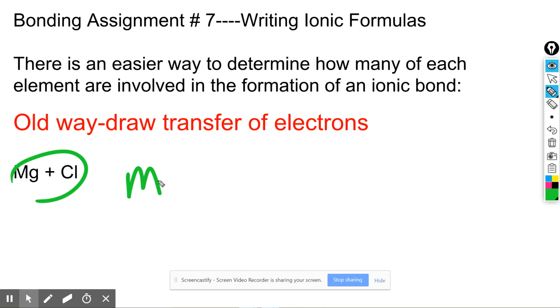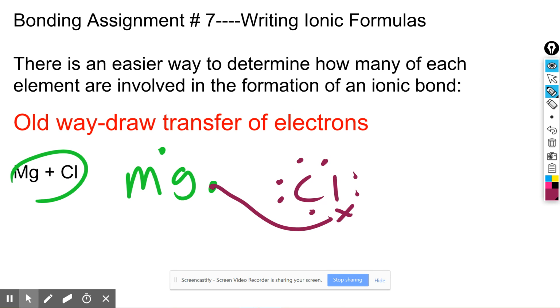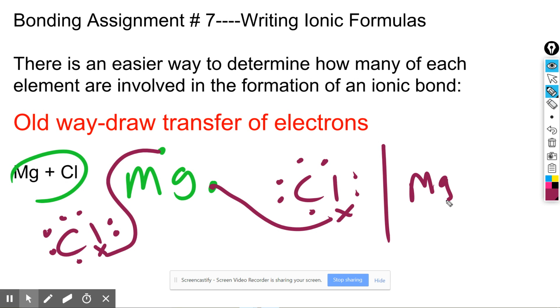MgCl here. Mg has 2 valence electrons, Cl has 7. Mg gave 1 to this chlorine. We need another chlorine. Mg gave 1 here. And then what's our formula? How many Mgs do we have in our picture? 1. How many Cls? 2. MgCl2.